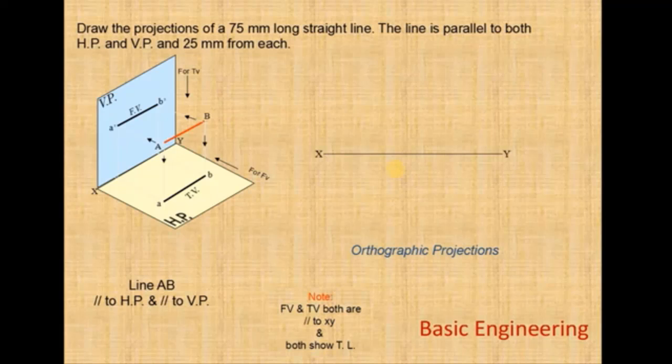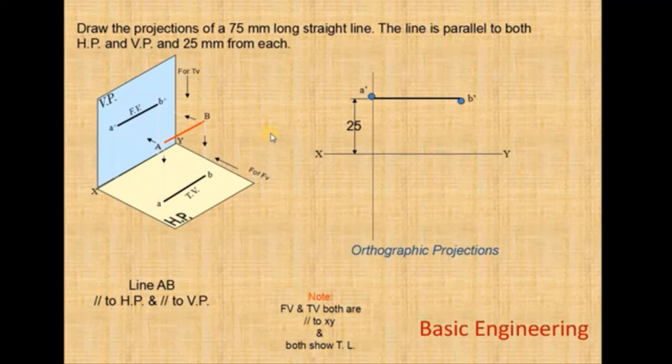First you draw the XY line here, and you draw a projection line like this. Now on this line you have to draw the projections of A. First we draw this point. From A dash to the XY line is 25 mm. First you draw the A dash at a distance of 25 mm. Now A dash to B dash is 75 mm, parallel to the XY, like this.